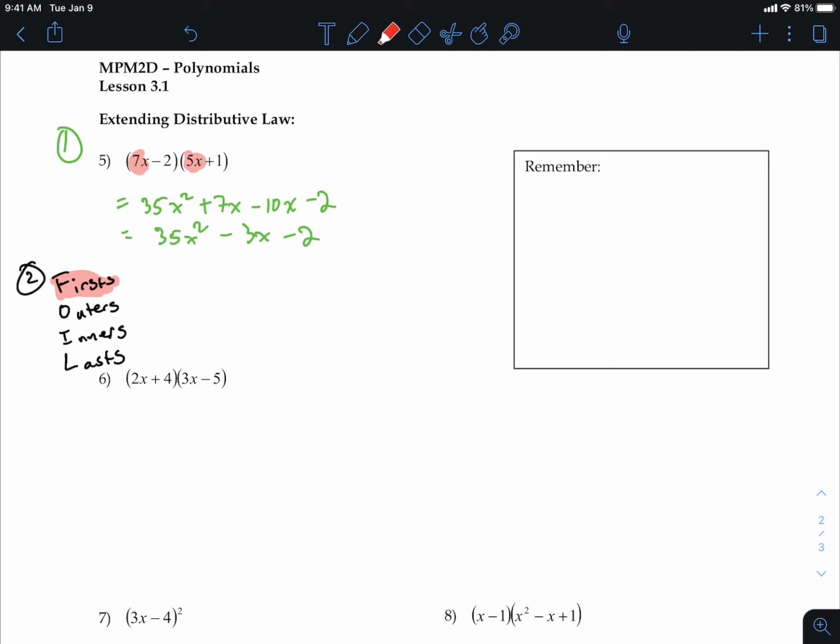It's a little hard for me to do in all different colors, but the next one we'll do in green. Outers, outsides. Inners, it's starting to become a bit more self-explanatory, are the 2 on the inside. And the lasts are the lasts.